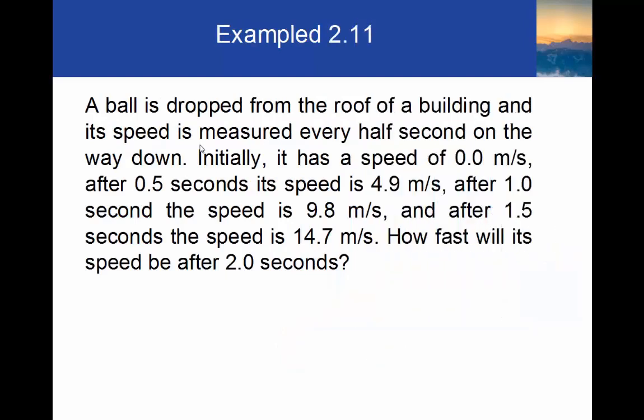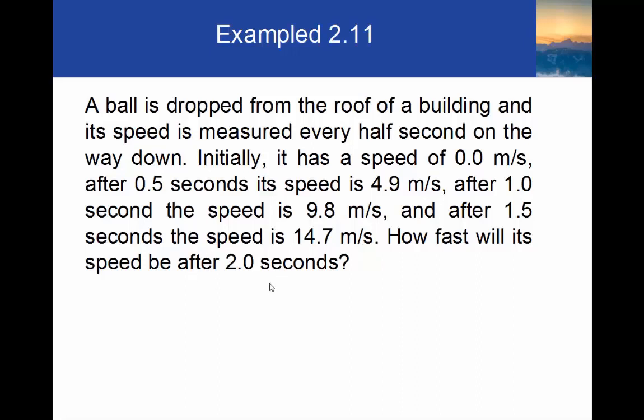So now let's consider another example. This time we drop a ball from the roof of a building and we try to measure the speed every half second on the way down. So initially it has a speed of 0 because it's being dropped, and then after the first half second it's going at 4.9 meters per second. After the next half second it's at 9.8 meters per second, and after the next half second 14.7 meters per second. So the question is, how fast will the speed be after 2 seconds?